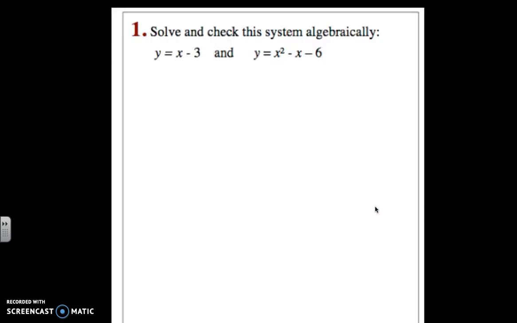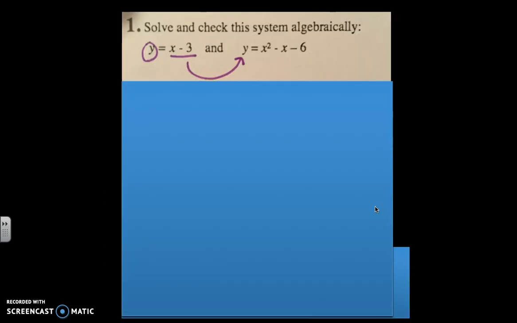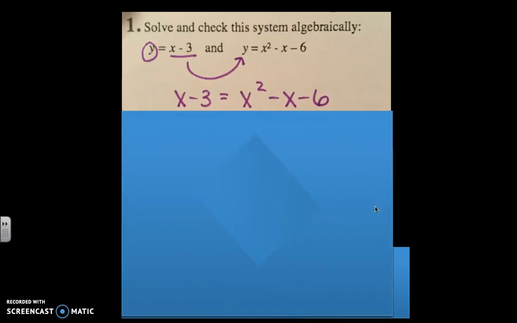We're going to solve this algebraically. So we're going to start by substituting. Because the linear equation says y equals x minus 3, we're going to substitute x minus 3 into the other equation. You can see I drew an arrow to where it's going to go. So now we have x minus 3 equals x squared minus x minus 6. In this second equation, I replaced the y and I kept the rest of it the same.